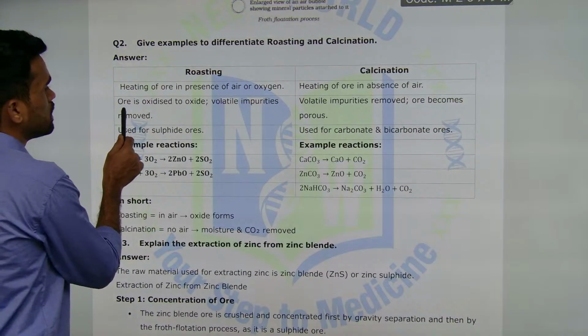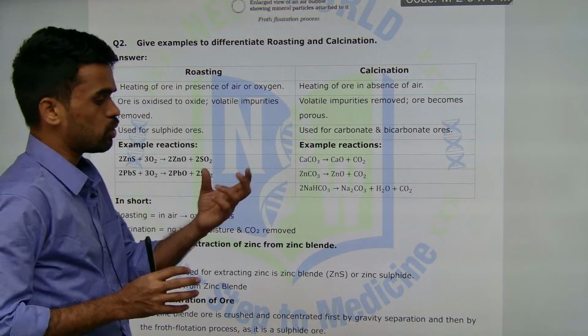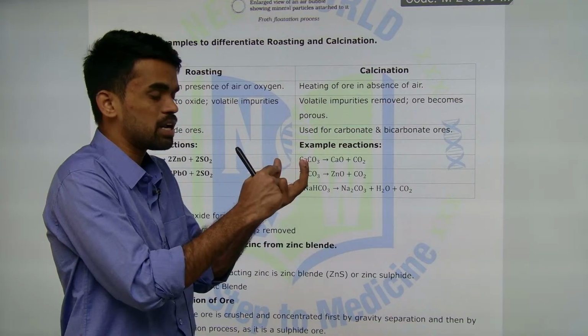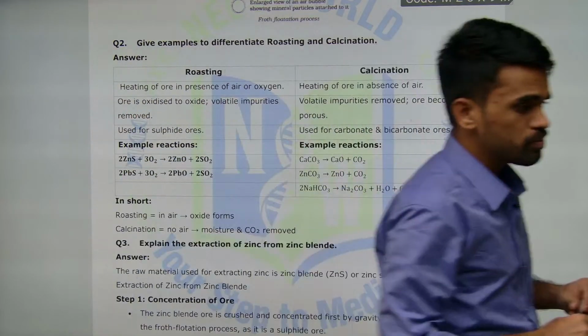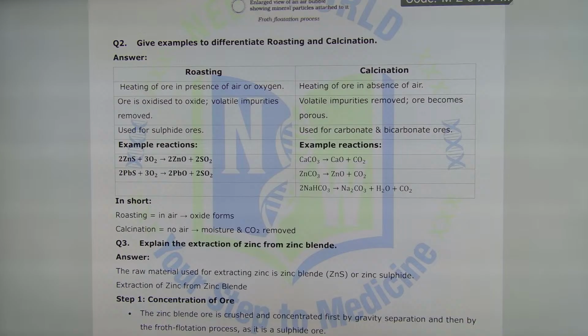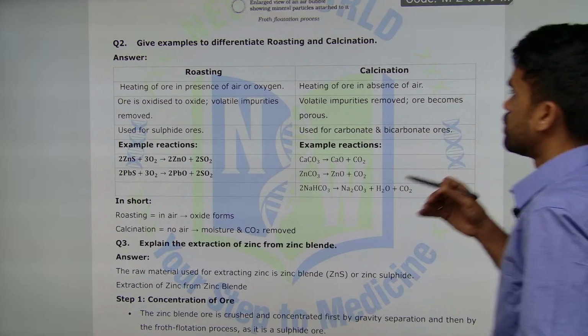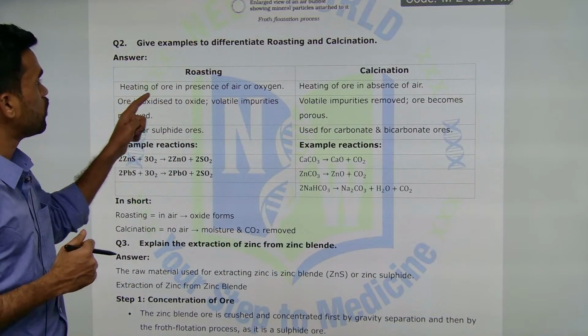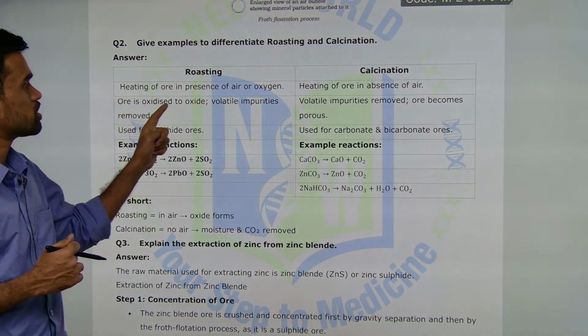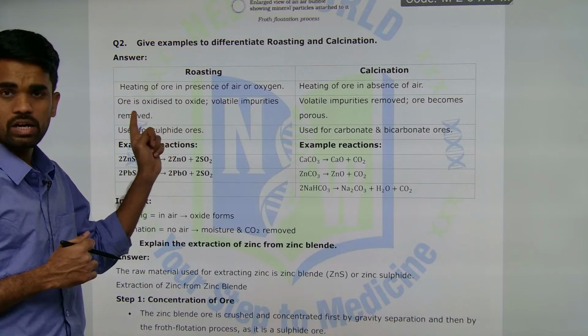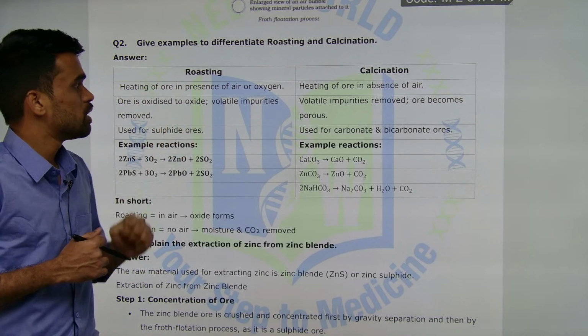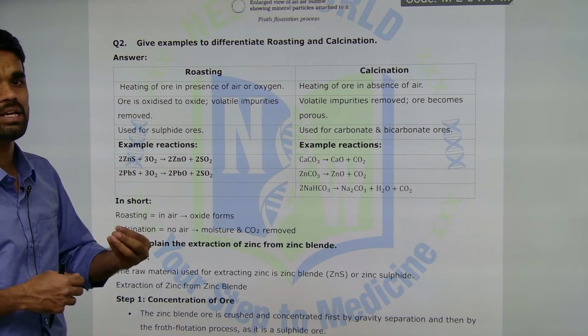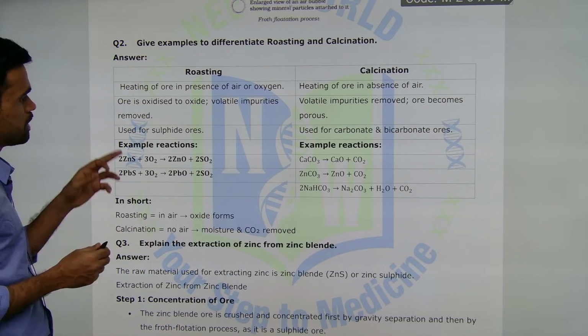See, ore is getting oxidized. It's very simple. Now whatever the ore is, that will be converted into its oxide form. See, heating of ore in presence of oxygen, ore is oxidized to oxide form, whereas volatile impurities will be removed here. Okay, for example, it is used for sulfide ores.